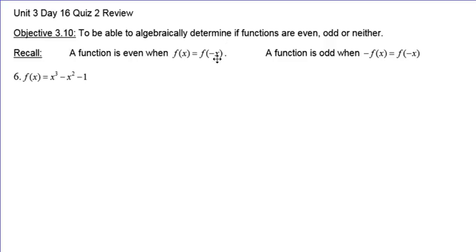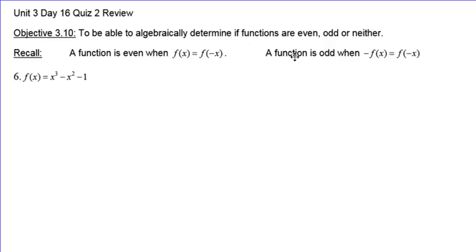So when the original is the same as the opposite of the inputs, we know it's an even function. Symmetry about the y-axis. A function is odd when it has symmetry through the origin. So if you think about symmetry through the origin, we're taking the opposite of the inputs and the opposite of the entire outputs, the function. And so when that symmetry through the origin exists, we can say that it's odd.